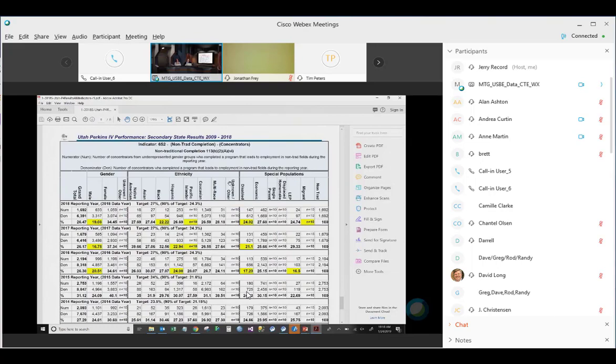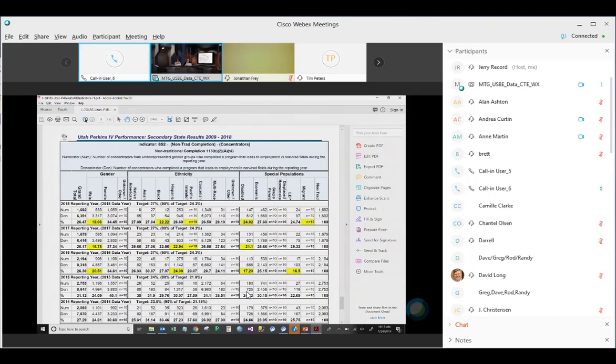Non-traditional completion. These are concentrators, but they're actually completers, because they're those students who have completed a non-traditional pathway with the same gender. So these would be females in IT or males in nursing. We've got some yellow cells here to show us where we have a couple or 3 contiguous years where they're yellow, then we need to address it.